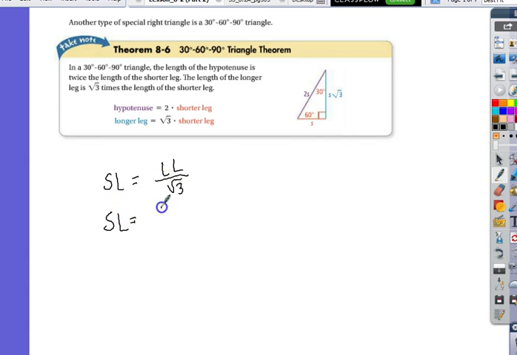And the shorter leg is always the hypotenuse divided by 2. So if I start out with the hypotenuse, I can find the shorter leg. If I start out with the longer leg, I can find the shorter leg just by performing those two calculations. If I start out with the shorter leg, then the longer leg equals the shorter leg times the square root of 3, and the hypotenuse is equal to 2 times the shorter leg.